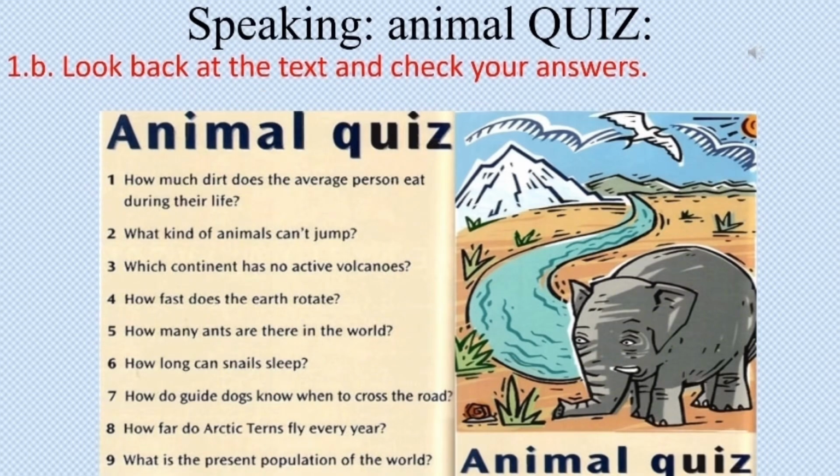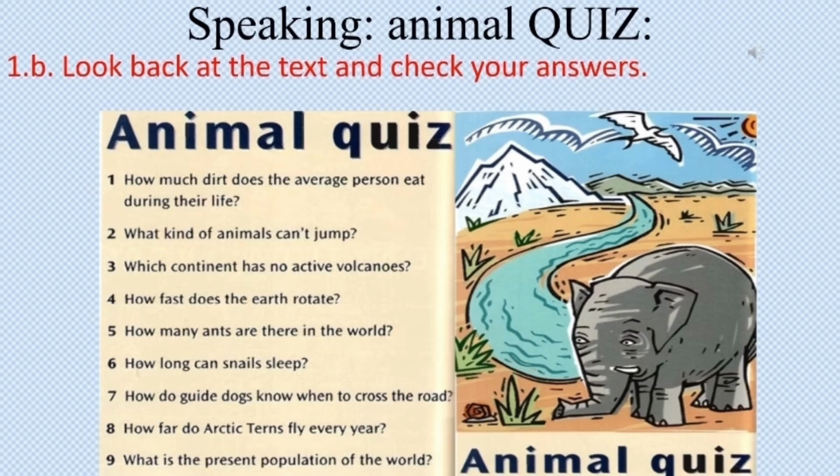Alright everyone, you've done the quiz. Great job guessing. Now let's find out how many of your answers were correct. This time, we're going to look back at the text and check your answers carefully. Remember, don't just look for numbers or facts. Try to notice how the answers are written in the text, the language and sentence patterns too.